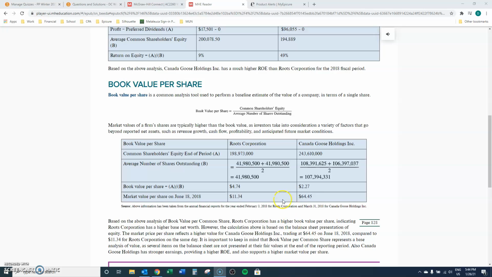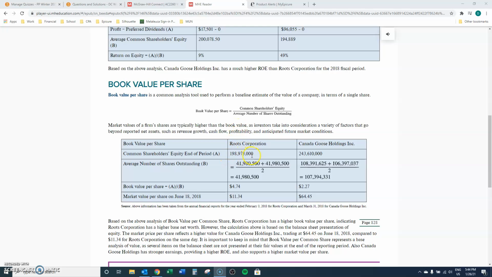Then we look at book value per share. So that just gives us a baseline value. So book value per share is common shareholders' equity divided by the average number of shares outstanding. Market values of a firm's share are typically higher than book values because there's other things taken into account when the market sets a value.